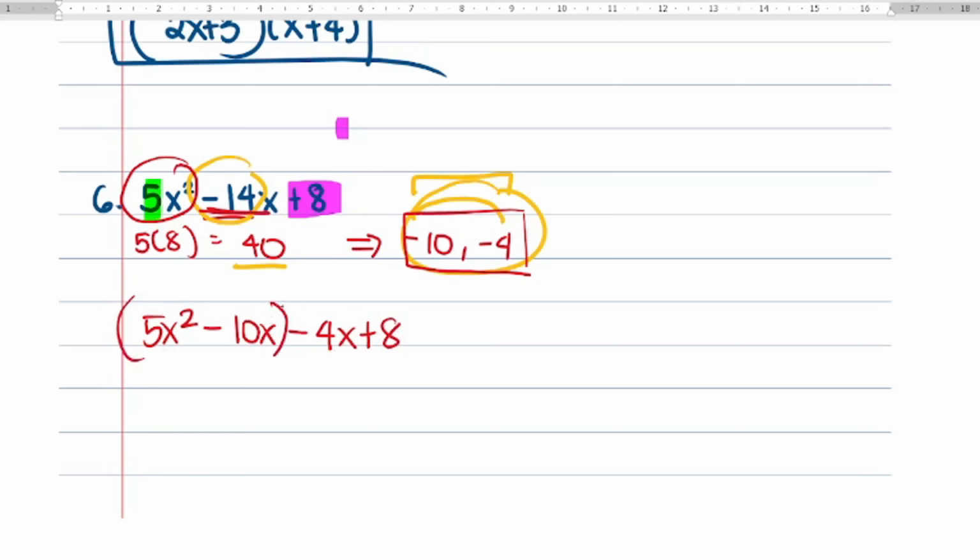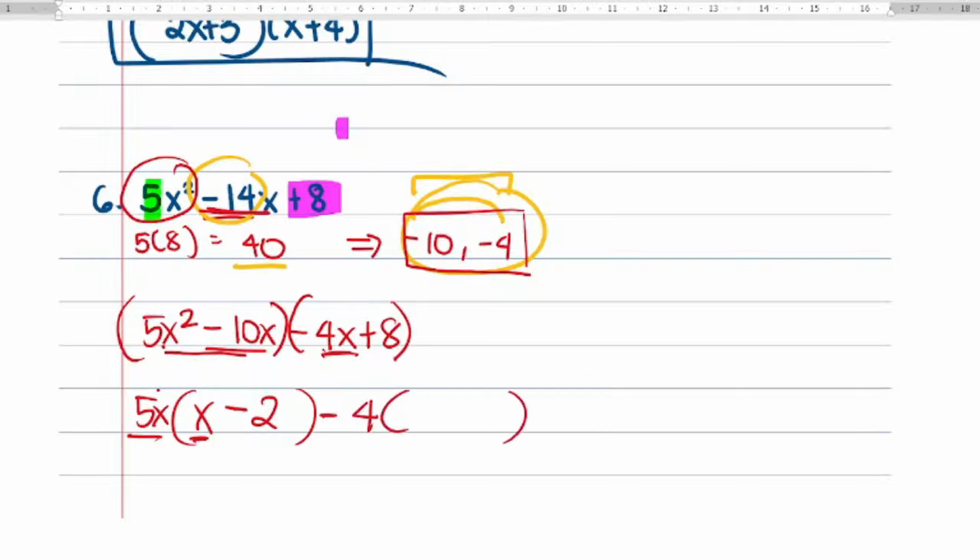So, I'll just have this as their group. So what is the GCF of the first group? That would be 5x. 5x squared divided by 5x, that's x. Negative 10x divided by 5x, that's negative 2. So next, same as earlier, to make it positive, since x is positive, I will factor out a negative too. Okay? So what is the GCF of 4 and 8? That would be 4. So negative 4x divided by negative 4, that's x. Positive 8 divided by negative 4, that's negative 2.